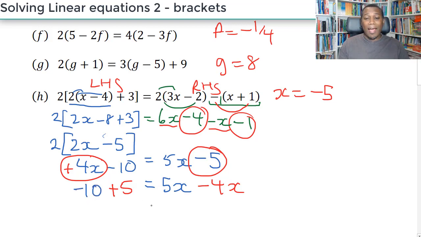So now what do I have? And you can see it's game over. 5x take away 4x is x. Minus 10 plus 5 is minus 5. x equals minus 5 as required.